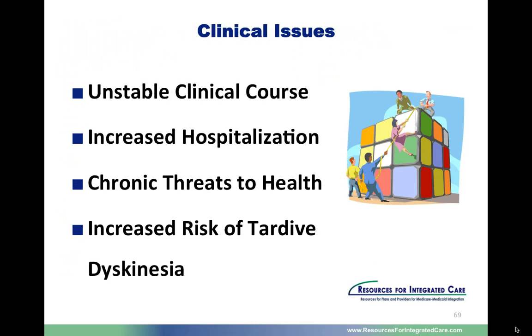You have an unstable clinical course with any of their diagnoses, psychiatric or medical. They are not going to be healthy people. The substance is going to throw everything off track. They're going to end up going to the hospital more often. They're going to have chronic threats to health because these substances that they're using are more debilitating than they are for the general population, and you know what it does to the general population. It eats away at them.